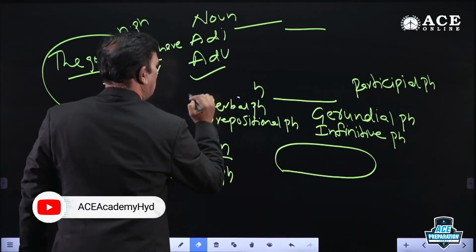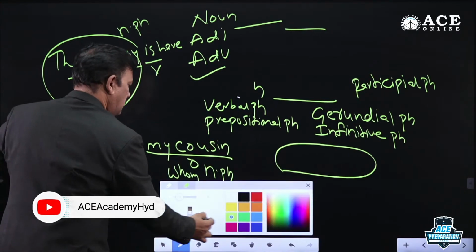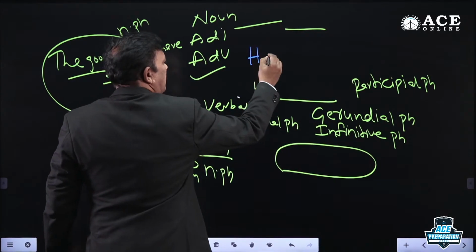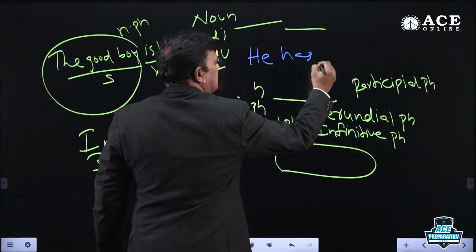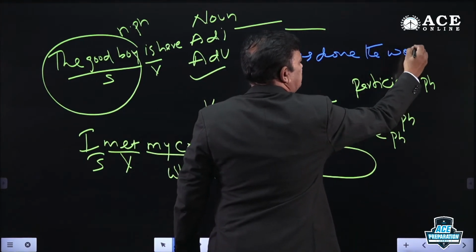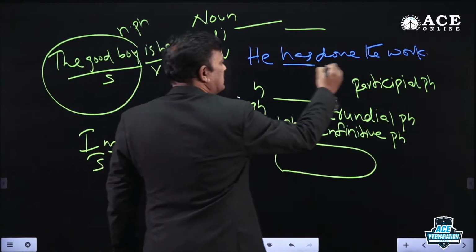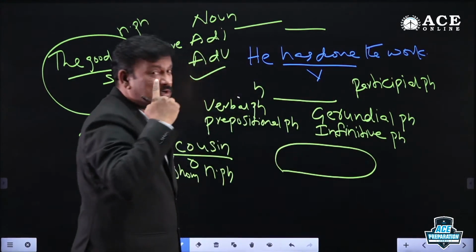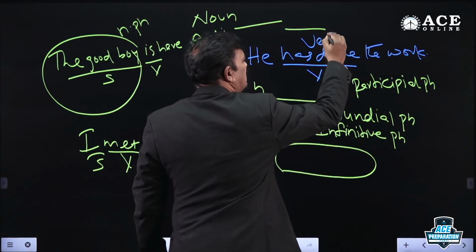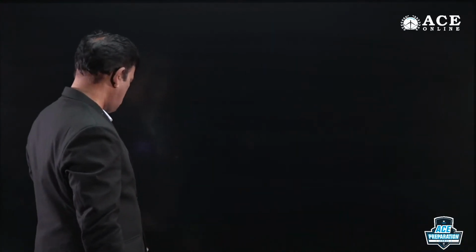Okay. Now look at this verbal part. He has done the work. Where is the verb? Two words. If I have a group of words as a verb, that is a verbal phrase. You just have to identify. Okay.